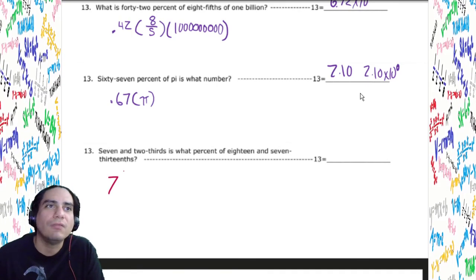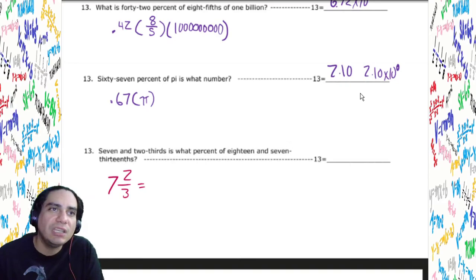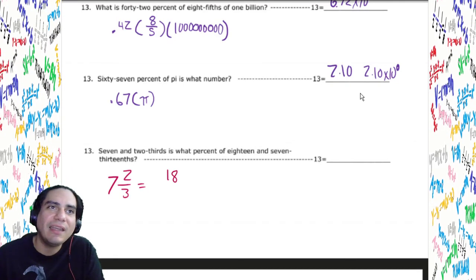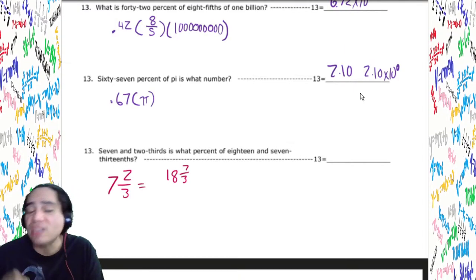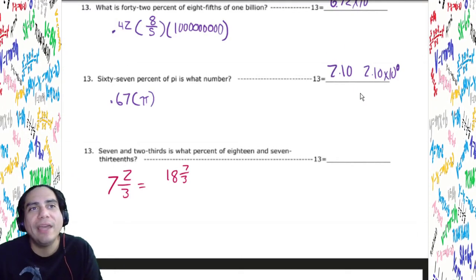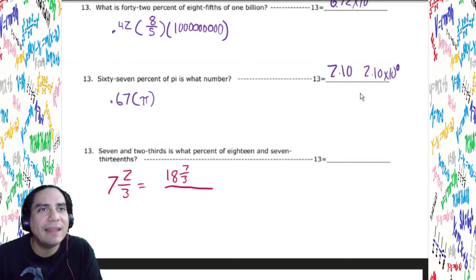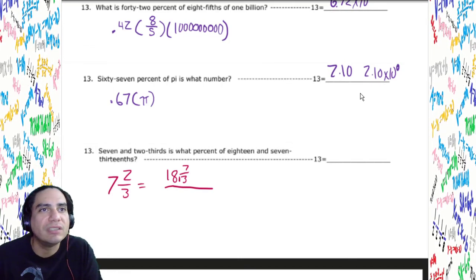7 2/3 is what percent of 18 7/13? Notice I actually did something a little different. I wrote 18 7/13. That's a 3, not 13ths. And let's put that one little bit over here so we can see that 13ths, okay?